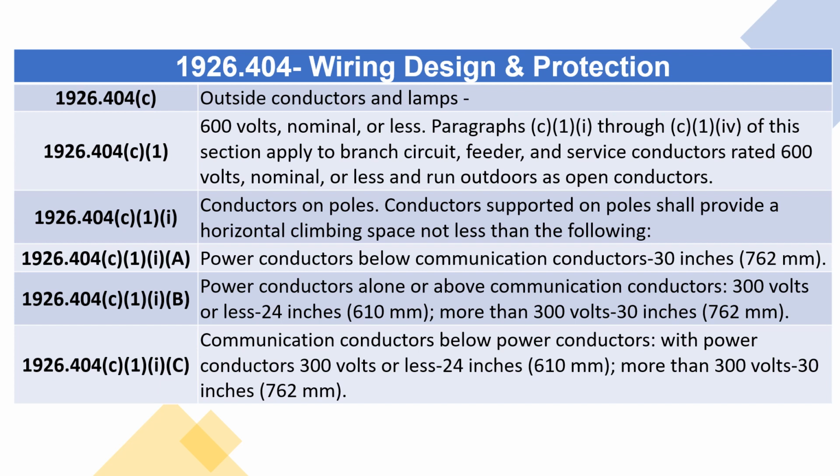1926.404(c)(1)(i) Conductors on poles. Conductors supported on poles shall provide a horizontal climbing space not less than the following. 1926.404(c)(1)(i)(A) through (c)(1)(i)(D). Power conductors below communication conductors, 30 inches, 762 millimeters. Power conductors alone or above communication conductors, 300 volts or less, 24 inches, 610 millimeters; more than 300 volts, 30 inches, 762 millimeters. Communication conductors below power conductors, with power conductors 300 volts or less, 24 inches, 610 millimeters; more than 300 volts, 30 inches, 762 millimeters.